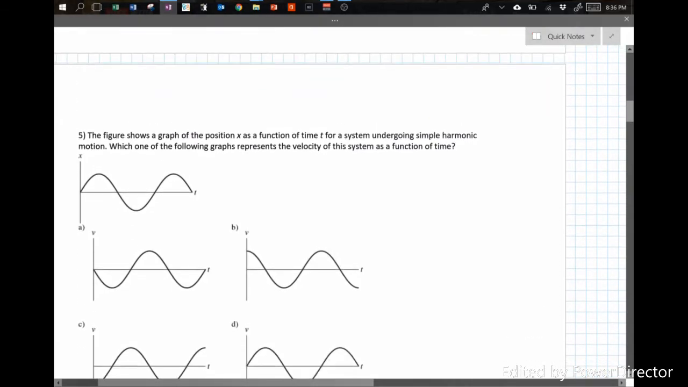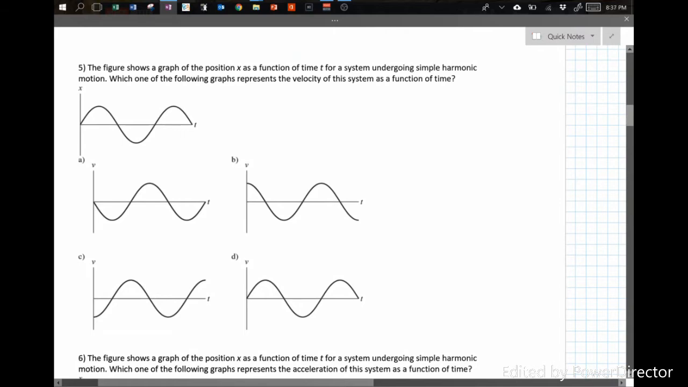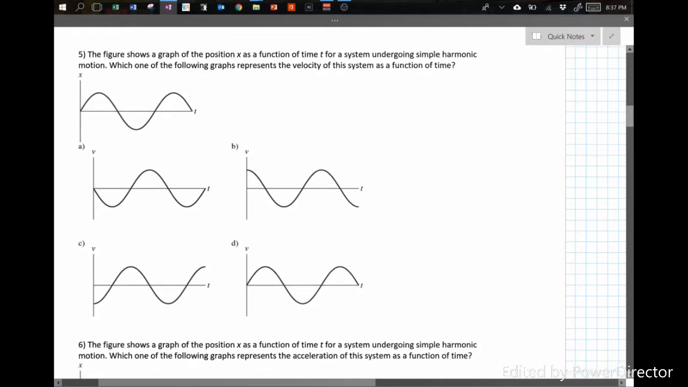Number 5. The figure shows the position as a function of time for a system undergoing simple harmonic motion. Which graph represents the velocity of this system as a function of time? So we've got a graph, and we're asked to look from position to velocity. A couple of things are going to be very, very important for us.